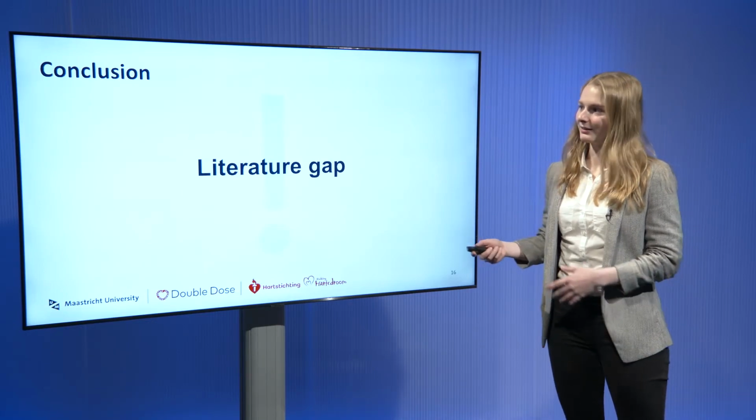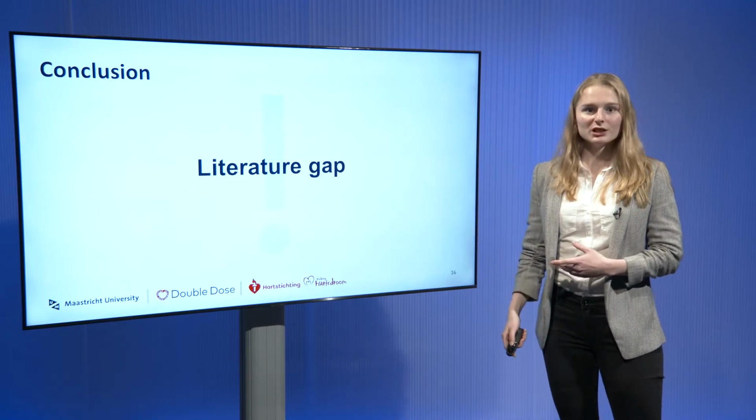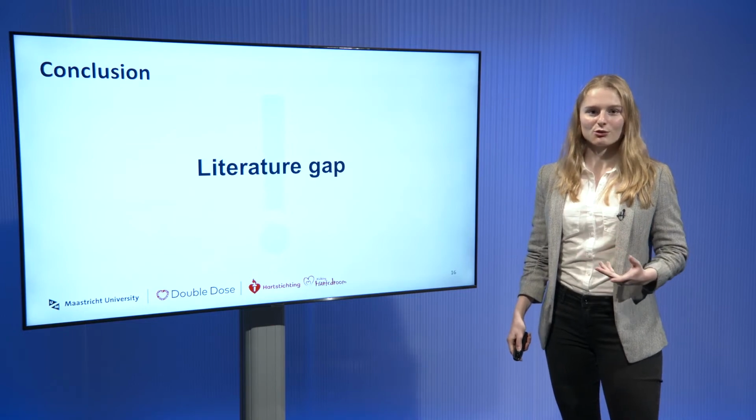So the conclusion that we can draw out of our systematic literature review is that there is a huge literature gap. So we saw that in the economic evaluations there are some available, but the evidence per subgroup is limited, and the literature gap is even higher when we look at the cost of illness studies.